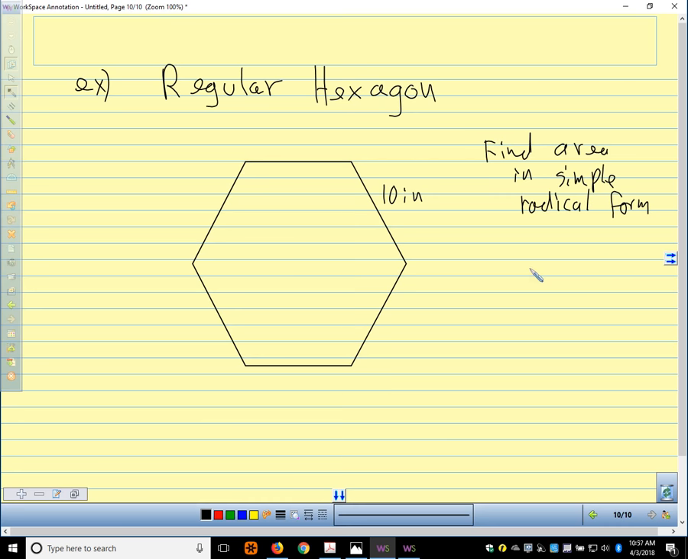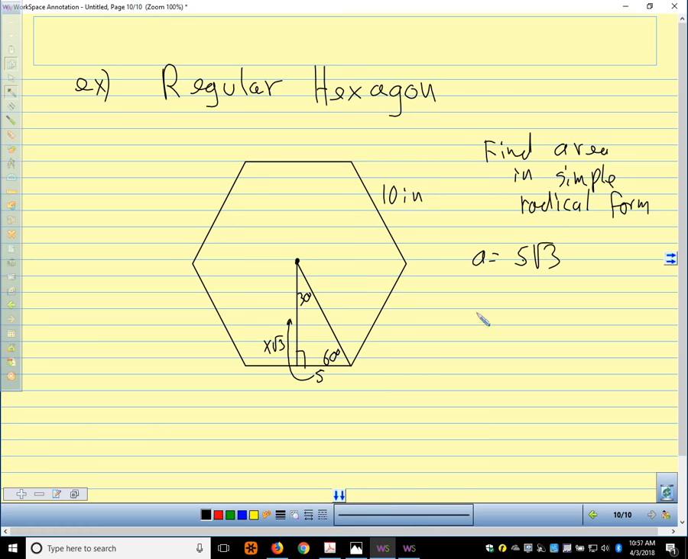Well, we know that we need the apothem to find the area, so let's draw it in. There's my apothem. And I'm going to draw in a radius because this little triangle is the key. And we know that's a 30, 60, 90 triangle. And what is this side? That's going to be half that side, so that's going to be 5. To go from the short to the long, multiply by the square root of 3. So the apothem is 5 square root 3.